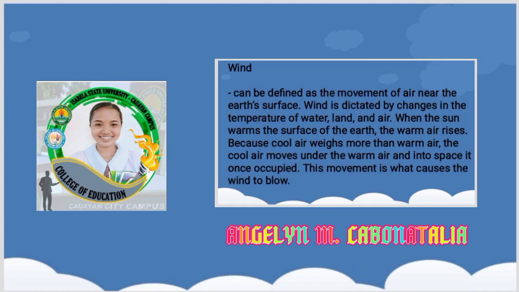Okay, let's proceed to the wind. Wind can be defined as the movement of air near the Earth's surface. Wind is dictated by changes in the temperature of water, land, and air. When the sun warms the surface of the Earth, the warm air rises. Because cool air weighs more than warm air, the cool air moves under the warm air and into the space it once occupied. This movement is what causes the wind to blow.